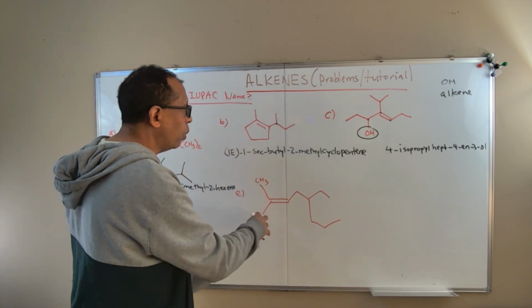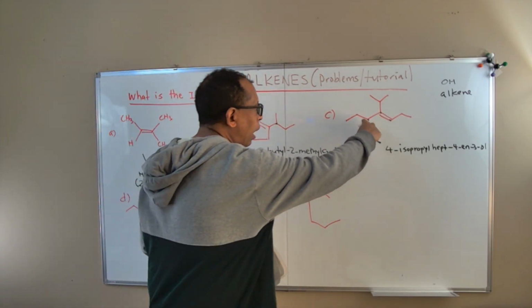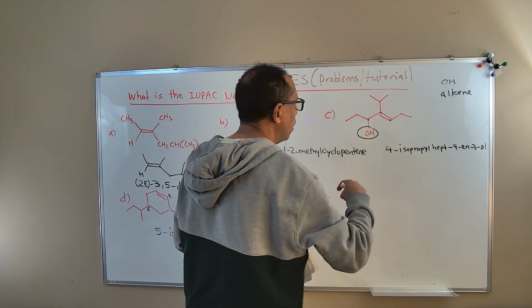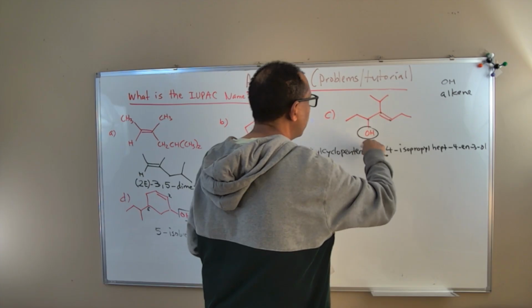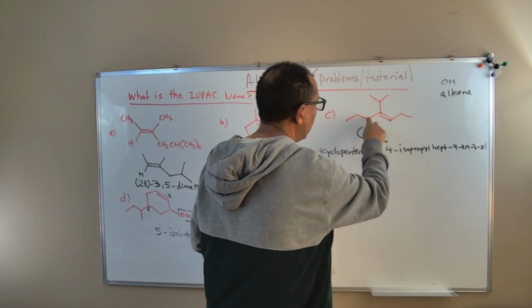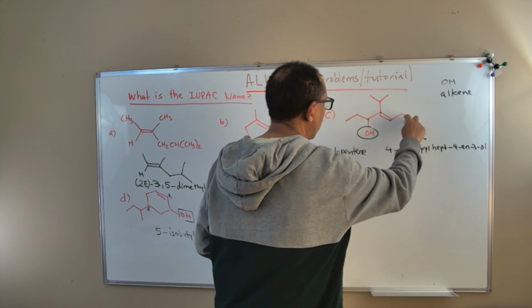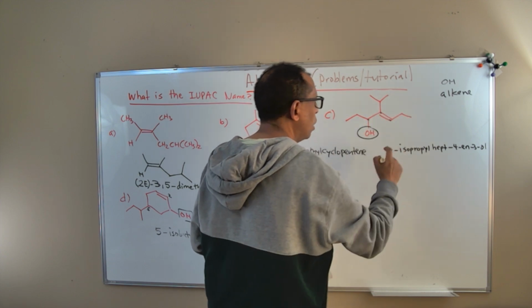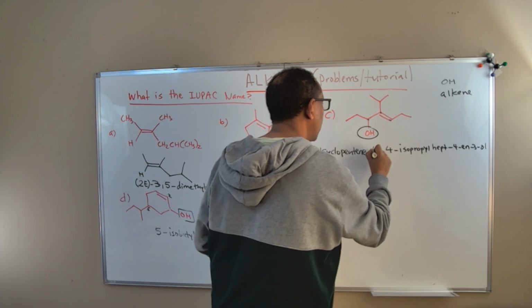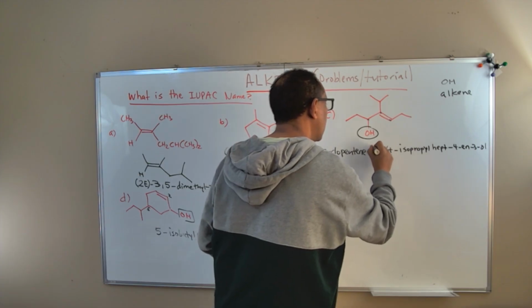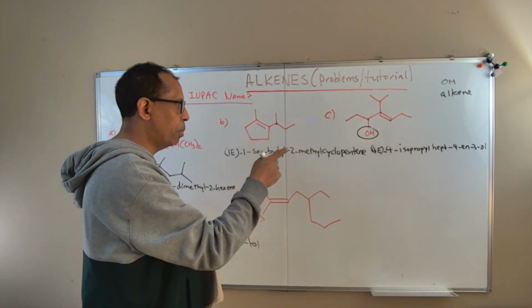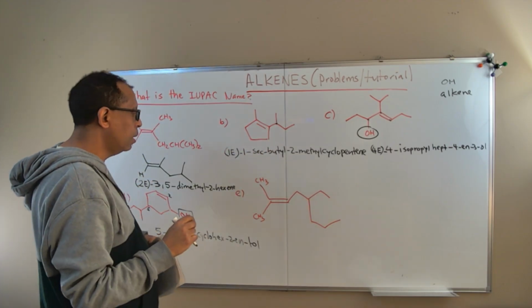Let's see this one. We can still add E or Z here. For example, if I want to add it here, this would be the priority group for this side, and here it would be the priority. So it is an E. So it is a 4E: 4-isopropyl hept-4-en-3-ol.